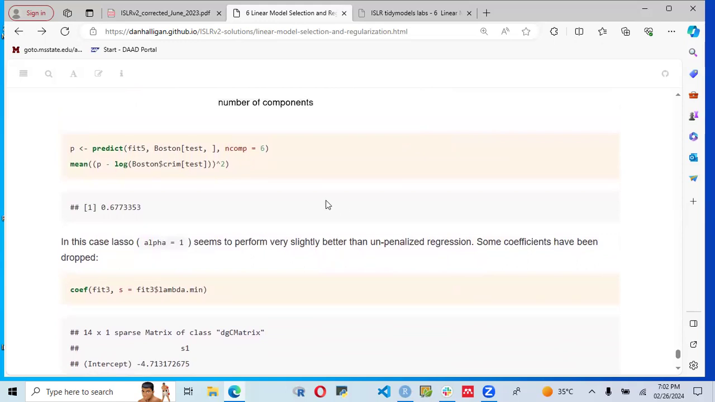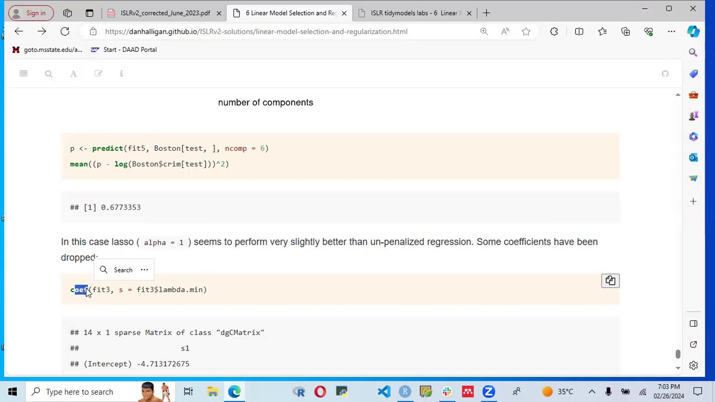So here, they run prediction using 6 components. Number of principal components is equal to 6. So we have the mean prediction, which is 0.67. So we can see that in this case, lasso seems to perform very slightly better than unpenalized regression. Some coefficients have been dropped.